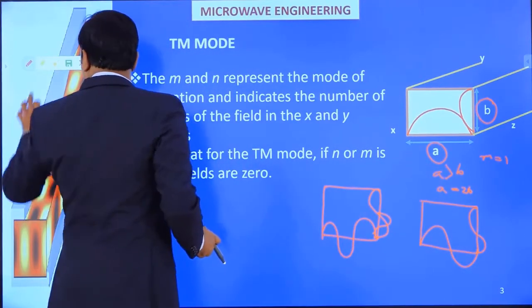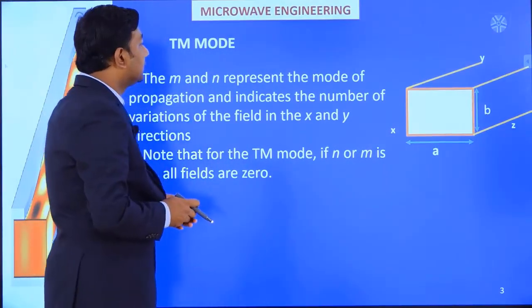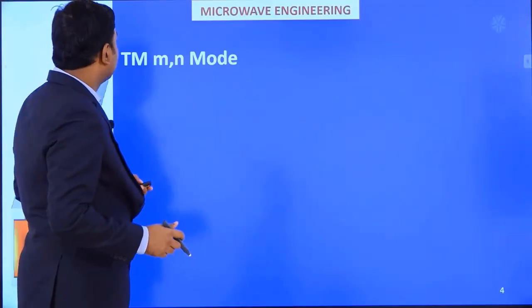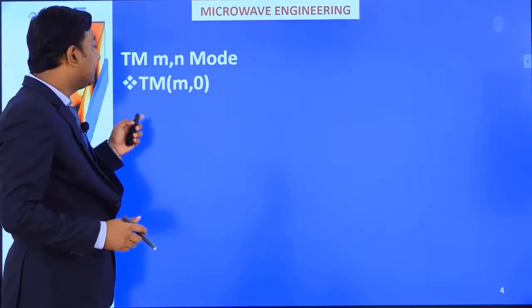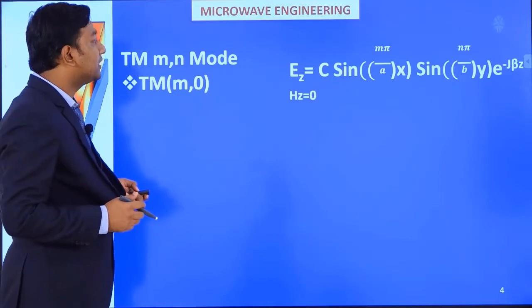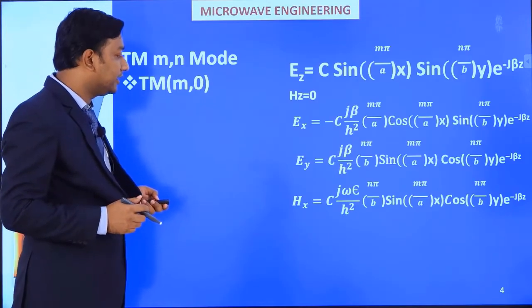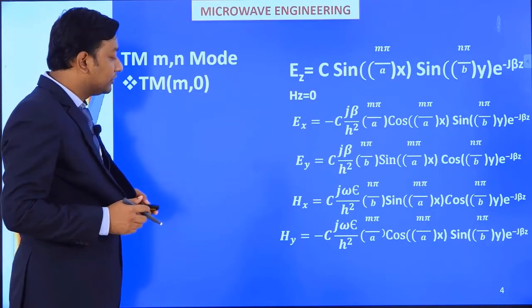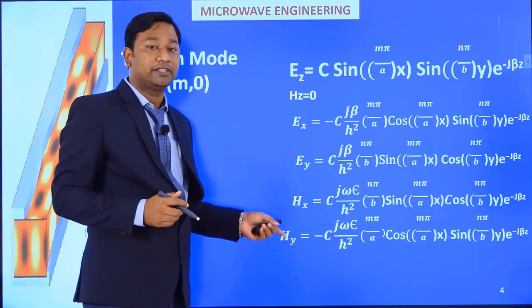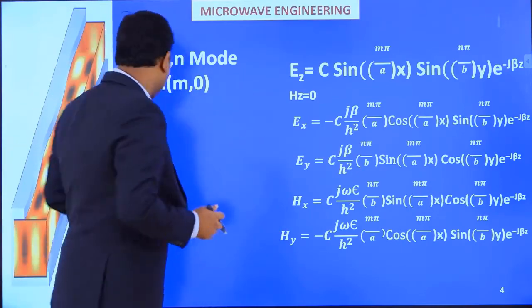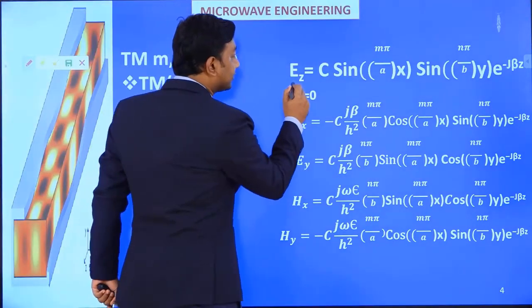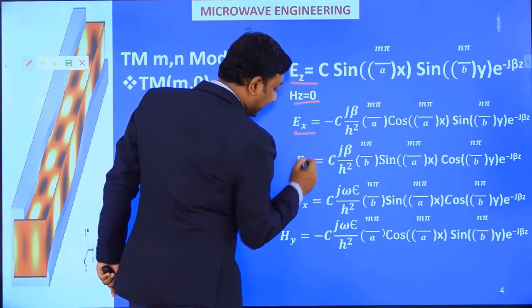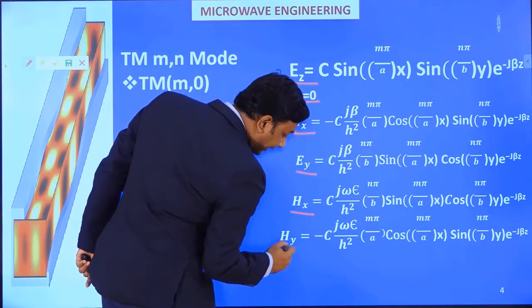Now we will see the TM M N mode. First we will see TM M 0. First we will write all the field expressions of the TM mode. Those are the field expressions we already calculated in the last lecture: EZ, HZ, EX, EY, HX and HY.